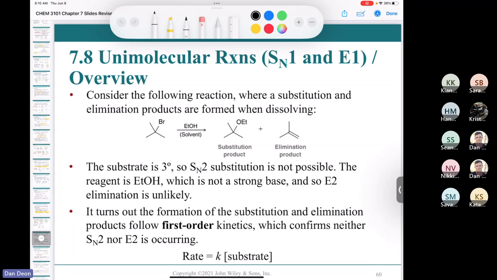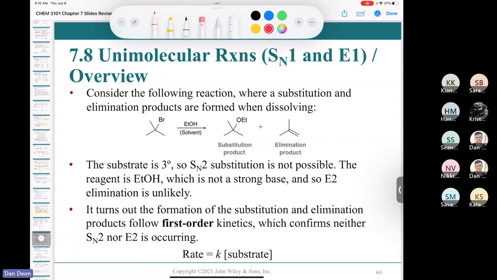So it says, take a look at this reaction. You take this molecule, tert-butyl bromide. So that's this guy right here, okay, tert-butyl bromide. And you put that in ethanol, just in some solvent, and you stir it around, and you end up getting two products. You end up forming this ether, and you also form an alkene. Now, the ether is the substitution product. You can see the ethanol is replacing the bromine, and you can see that you eliminated HBr to make the alkene, to make the elimination product.